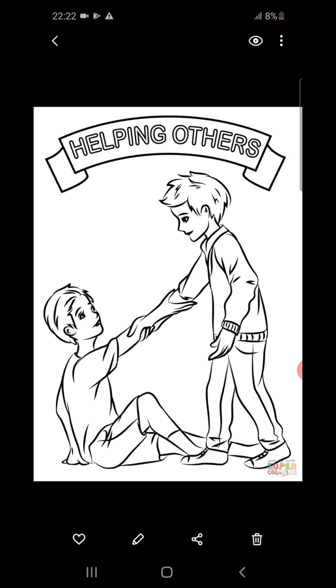So before starting modals, we will see what are main verbs and what are auxiliary verbs, or their basic differences, and how they are going to support each other, specifically how auxiliary verbs are going to provide support to the main verbs.